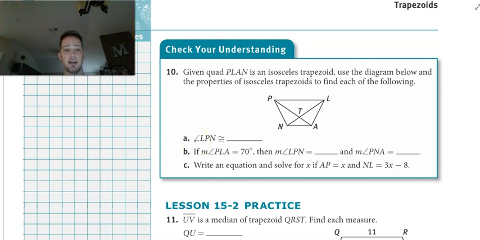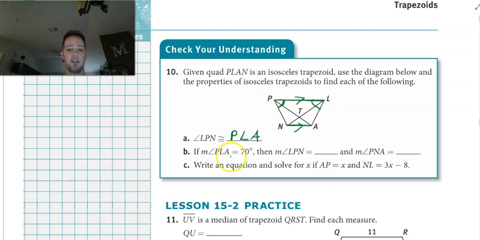For number 10, it says, given quadrilateral PLN is an isosceles trapezoid, use the diagram below and the properties to figure these out. So find the angle LPN. So LPN, that's this whole thing right here, is congruent to what? Because it's an isosceles trapezoid, I know the base angles are congruent. So the parallel pieces would be the top and the bottom. So on this base, angle P and angle L would be congruent. So we could say PLA. Those would be congruent to each other.